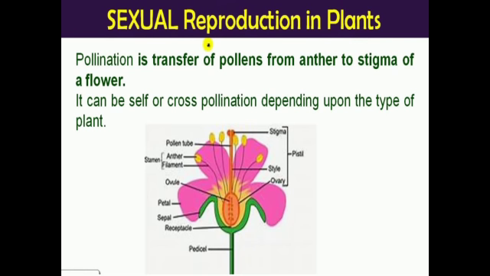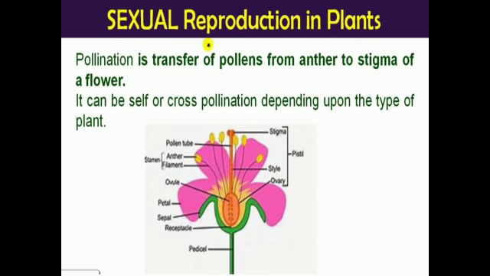So here, pollination is the transfer of pollens from anther to stigma of a flower. As I told you, the stamen, which is the male part of the plant, consists of anther and filament. The anther, which is present at the top, produces pollen grains, which consist of germ cells, and these germ cells are transferred to the stigma. So pollination is the process in which the pollens are transferred from anther to stigma of a flower.